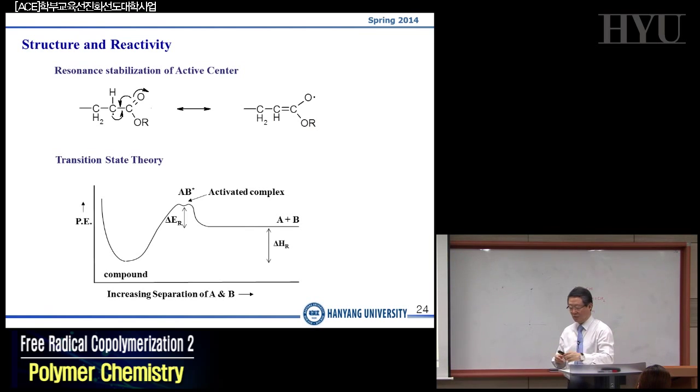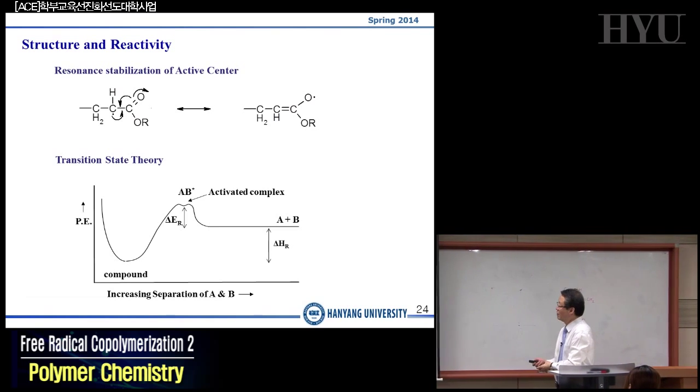So we need to know the resonance stabilization. For example, if I have an ester and I have a radical, the electron will move to the next carbon, and the carbonyl carbon may add the electrons to form the double bond here. In other words, your electron will be moving to the oxygen rather than staying on the carbon. This is what we call the resonance stabilization of your radicals.